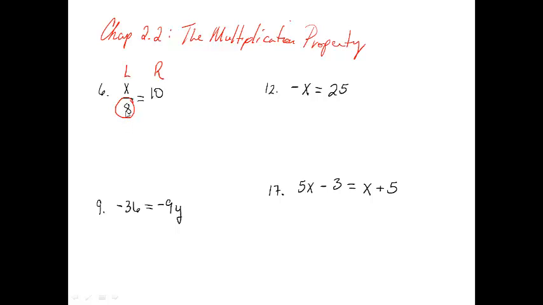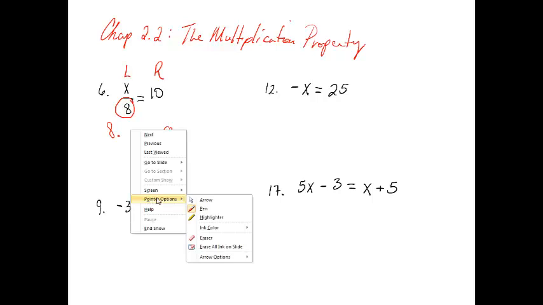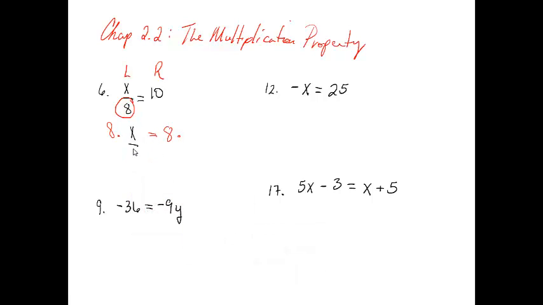Which means, how am I going to move something that's dividing? What's the opposite of dividing? Multiplying. So I'm going to multiply the left side of the equation by 8, which means I have to do the same thing to the right side of the equation. So 8 times x over 8 equals 8 times 10. 8 divided by 8, they cancel each other out, and you're just left with that 1. So you get 1x, or just x, equals 80.